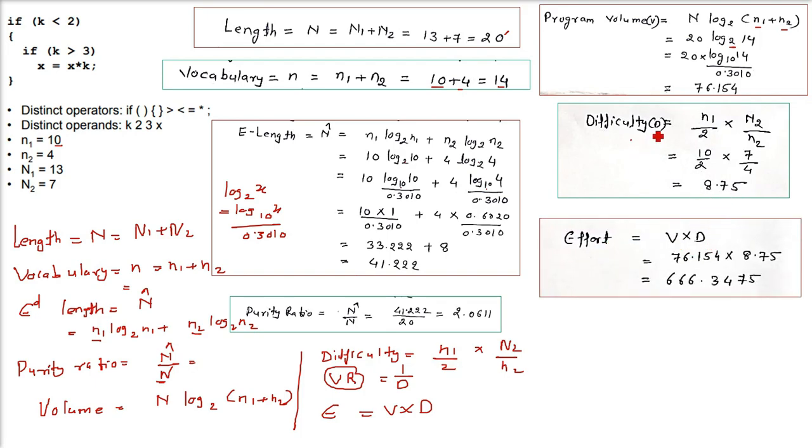The answer will be 666.3475. So this is how we calculate the Halstead metrics. These are all the basics: the number of operators and operands and distinct operands you have to find out.